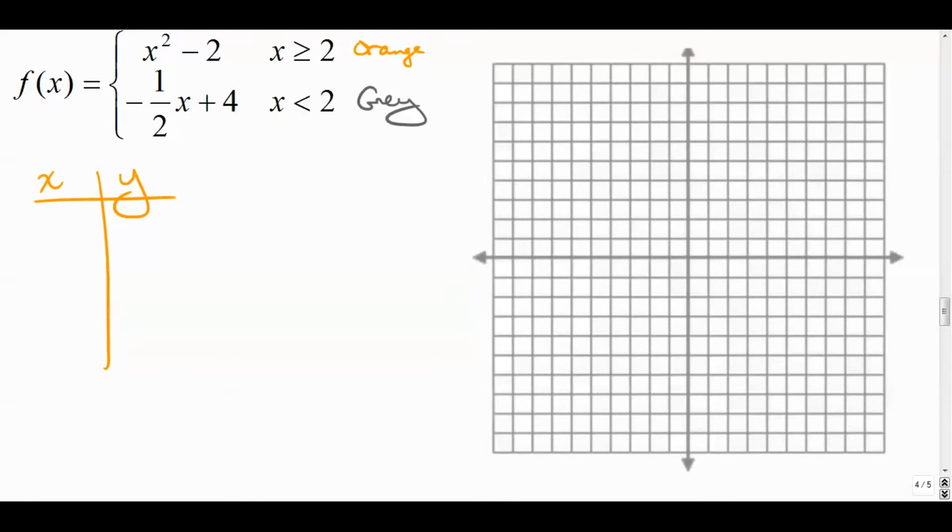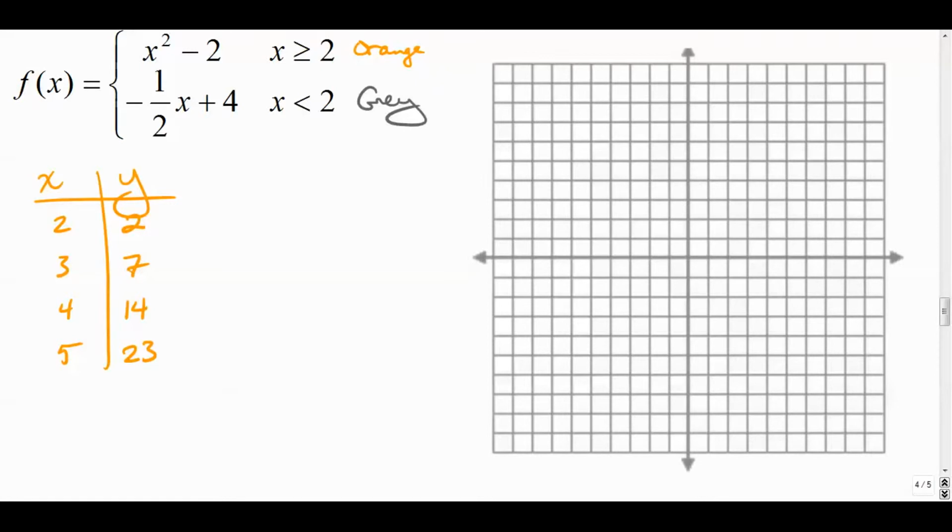Let's go to our first one. I know it's a parabola, so it's quadratic, it's curved, which is kind of interesting. It's defined at 2 and everything bigger than 2. So let's define it at those values. When x is 2, you plug it into the top function. 2 squared is 4, minus 2 is 2. 3 squared is 9, minus 2 is 7. 16 minus 2 is 14, and 23. At 2, 2, it's closed because of that equal sign.